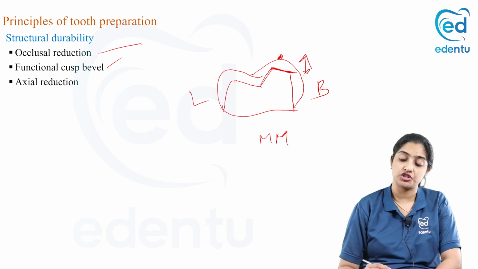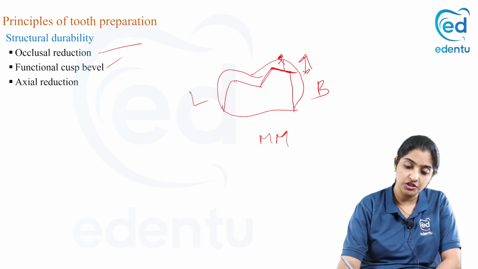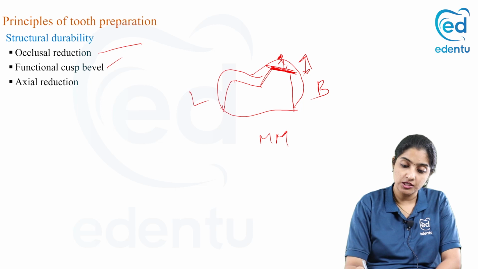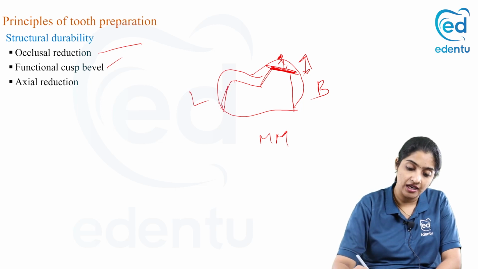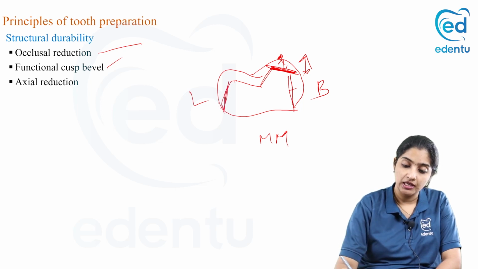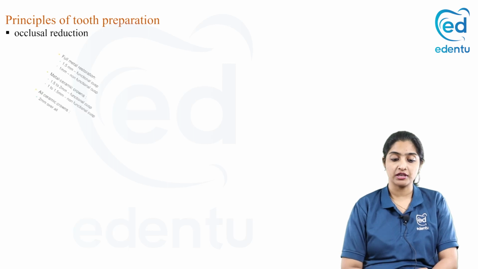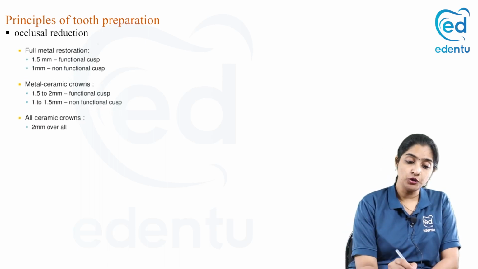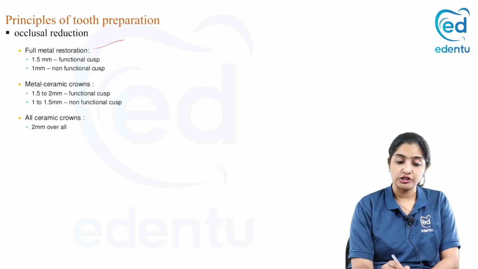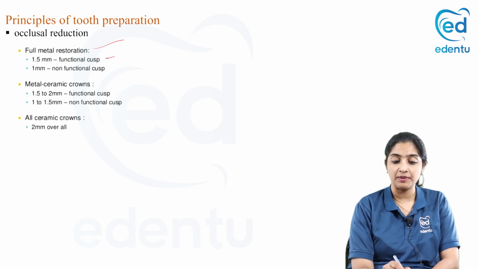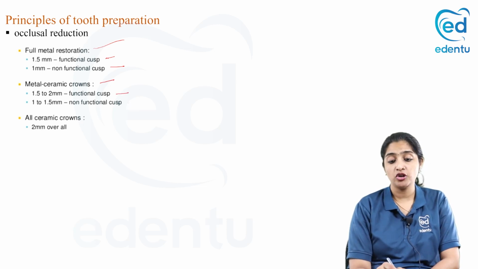And then the axial reduction. So this is your occlusal reduction, the functional cusp bevel, and this area from the sides that you're removing is called your axial reduction. Coming to the occlusal reduction. In full metal restorations, the functional cusp is reduced to 1.5 mm, non-functional cusp to 1 mm. Metal ceramic restorations: functional cusp is 1.5 to 2 mm and non-functional cusp is 1 to 1.5 mm.